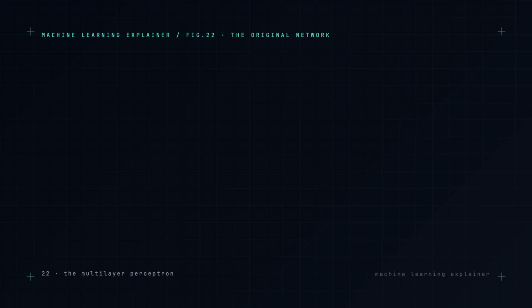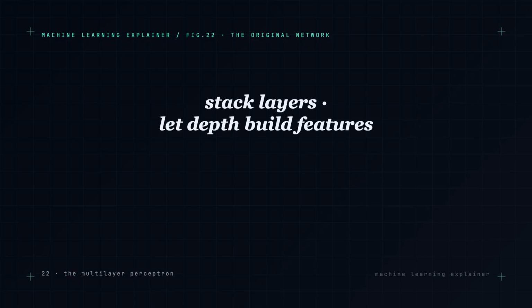So that's the MLP, stack layers of neurons, pass data forward, and let depth build a hierarchy of features powerful enough to approximate almost anything. It's the original neural network and the core of everyone since. But to handle images without drowning in weights, we need a smarter structure, one built for vision. Next time, convolutional networks. See you there.